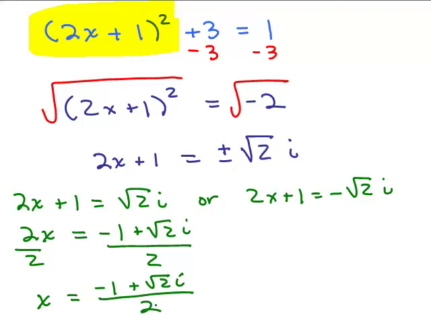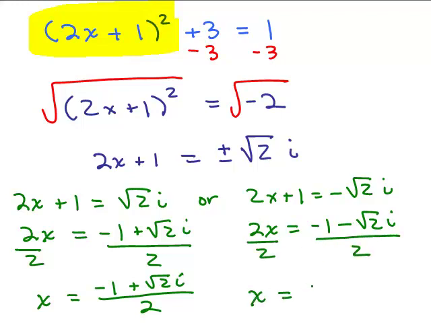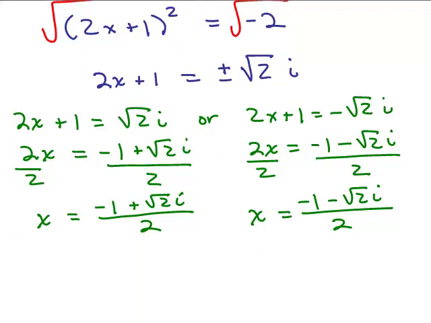All right, the other one is going to look really similar. You're going to subtract 1 from both sides also, but you're going to put the negative 1 in front of the minus √2 i, and divide by 2. So we have (-1 - √2 i)/2. So this gives us two solutions here: (-1 + √2 i)/2 and (-1 - √2 i)/2.